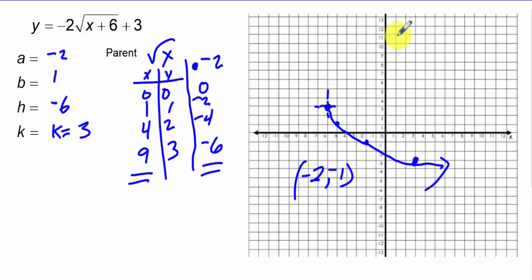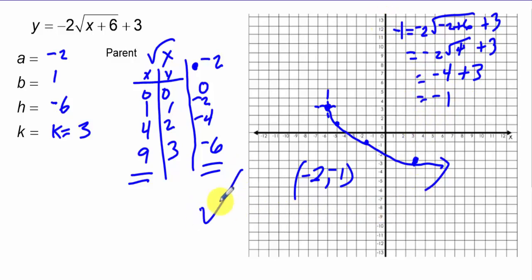So let's put a -1 in for y. So I have -2 root -2 plus 6, plus 3. Got -2 root 4 plus 3. That's 2 times -2, -4 plus 3. That better equal -1, and it does. So that looks to be correct.